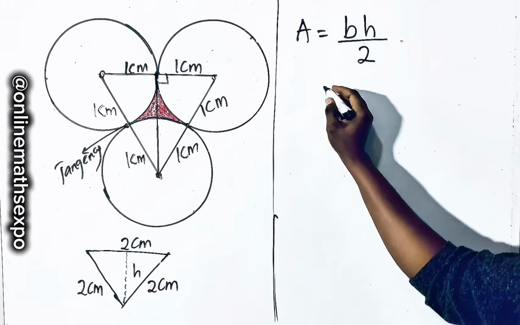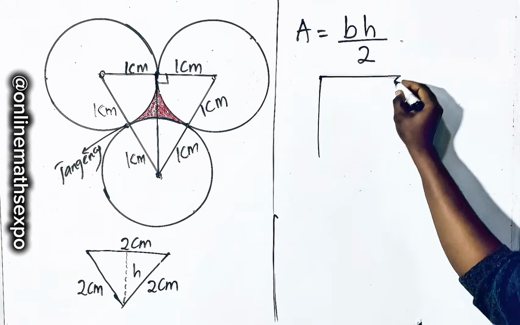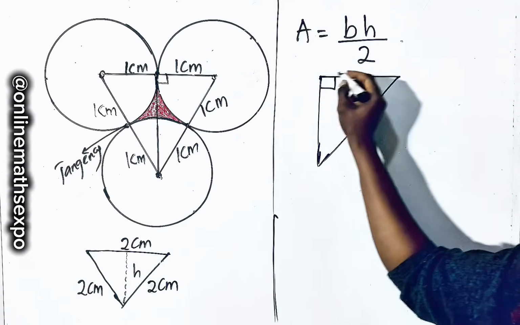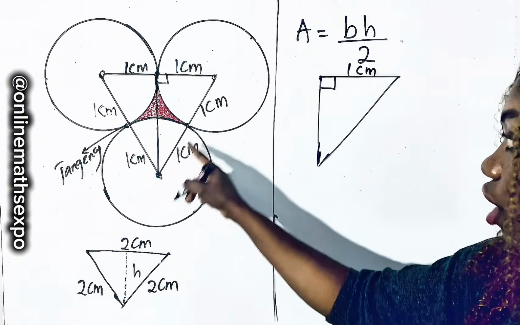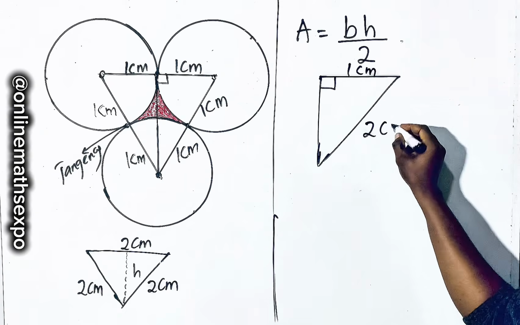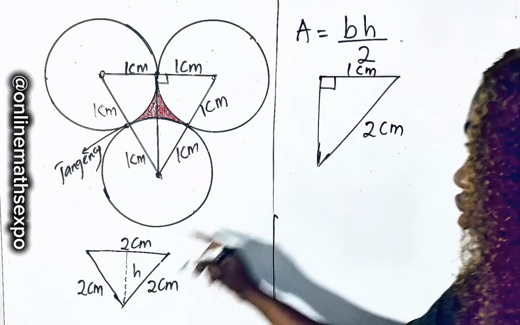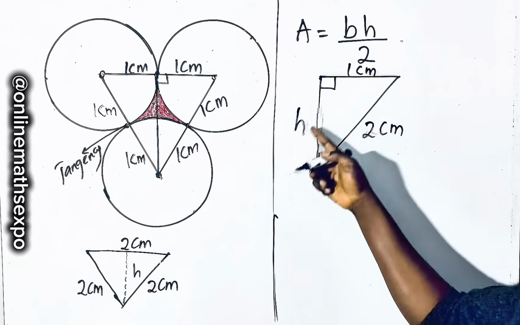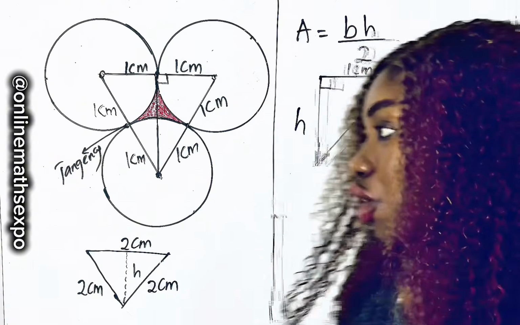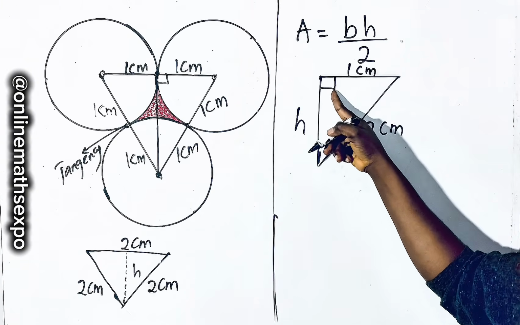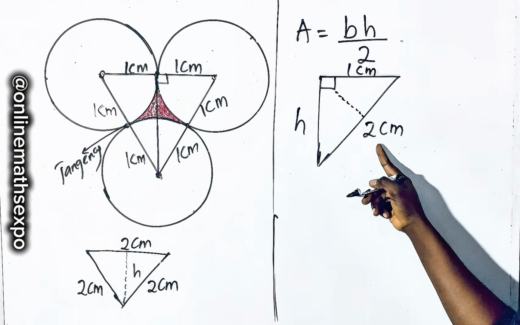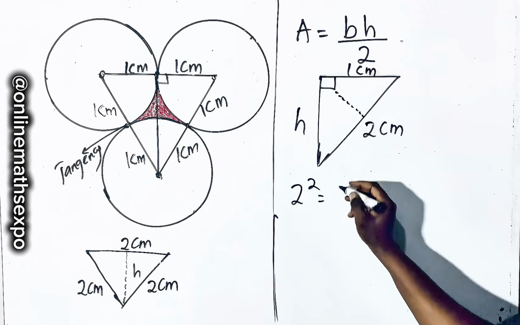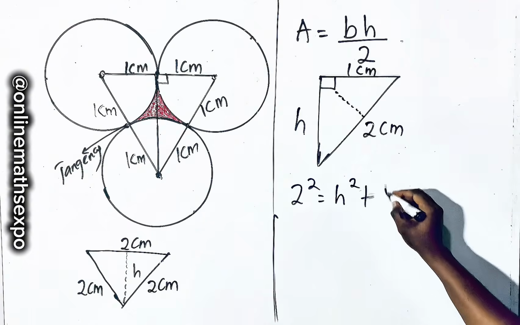So bringing out this part of the triangle, we have this, and this is right-angled here. From here to here measures 1 centimeter. From here to here is 2 centimeters. And we want to find from here to here, which is also the height. So how do we do that? Observe that we are working with a right triangle. Use your Pythagorean theorem. And this side that is opposite the 90 degree angle is the longest side. Square it. It's going to be 2 squared is equal to the sum of the squares of the two legs. So we have h squared plus 1 squared.